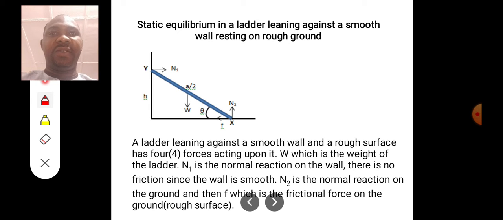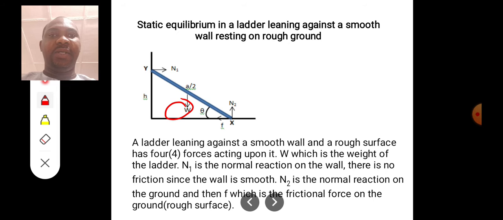Four different forces. Number one is W, which is the weight of the ladder. Of course, always don't forget that the weight is acting downwards, and also the weight is acting at the center of gravity. In this case, we are assuming that the ladder is uniform. To be uniform means that the weight is evenly distributed. So the weight W acts at the center, which is what we have here.